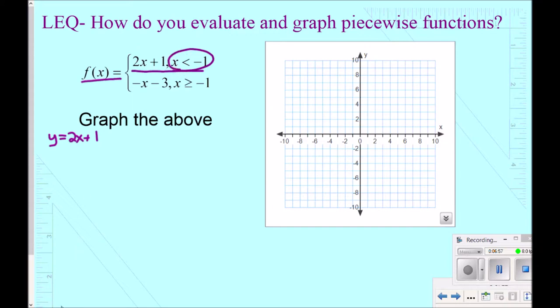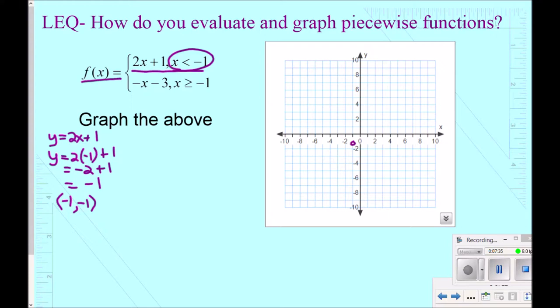So the piece that I'm supposed to graph starts at -1. So I'm going to input -1 into my equation for x. So when I do that, I'm getting -2 plus 1, which is -1. So the coordinate point, -1, -1, is where this line, y equals 2x plus 1, is going to start. Now, I'm looking at this inequality symbol, though, and it's not equal to. So when I plot -1, -1, I'm going to plot it as an open point.